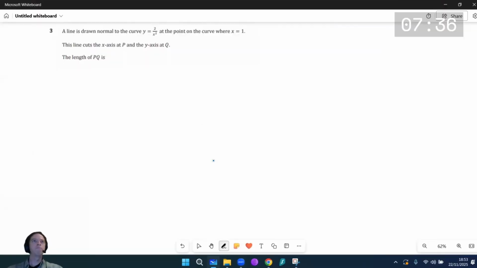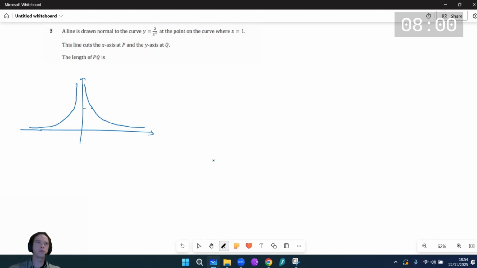All right. If you can, it's nice to draw a little picture, right? This is a pretty standard graph, 2 over x squared, always positive, and it blows up at 0, and the x-axis is an asymptote. Okay, so that's what it looks like. Where x equals 1, y equals 2. There's the point there. And it's normal to the curve, right? So if that's the tangent, the normal is perpendicular to the tangent, going through the same point.